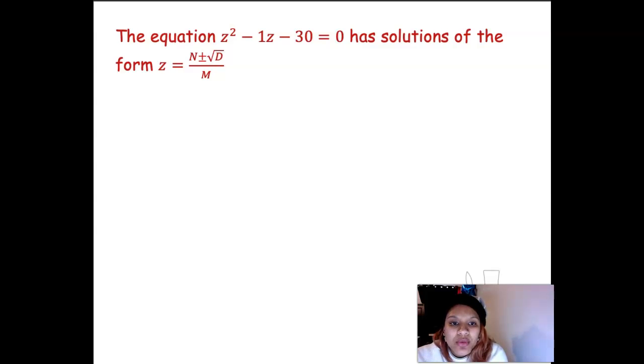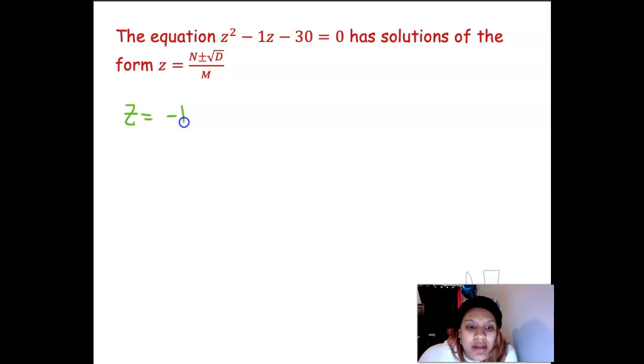In this example, we're given a quadratic equation and they want us to find the two solutions. They would like for us to write the two solutions in this format and then find the actual decimal. So we're going to use the quadratic formula, which is x. Well, in this case, it's talking about z. So let's use the variable z.